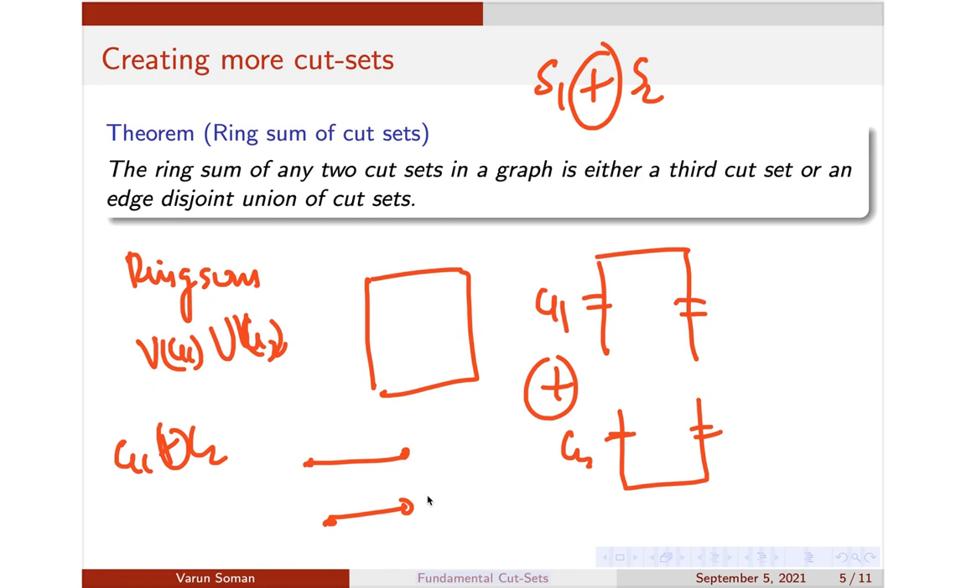So here they are telling you that suppose you have two cut sets, each with many edges. You take the edges which are not common to both of them, removing the edges which are common to both. The remaining set of edges will be a new cut set, or a disjoint union, a collection of cut sets. Okay, that's the idea here.